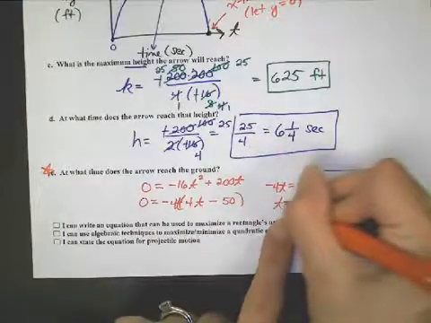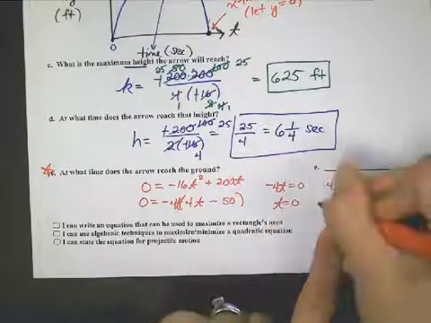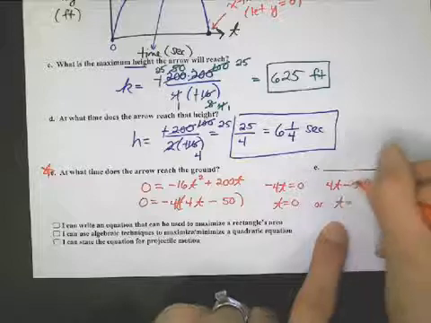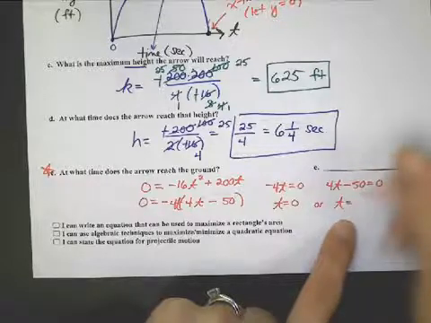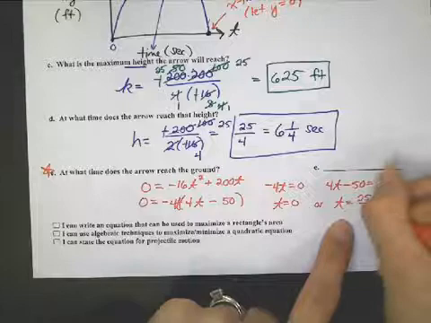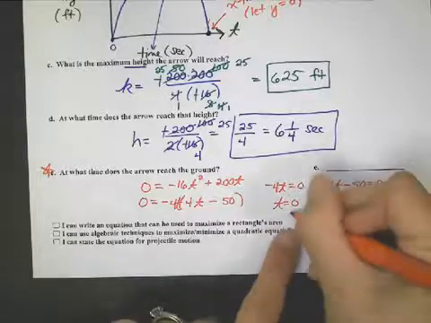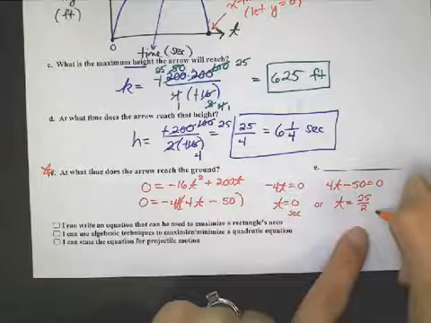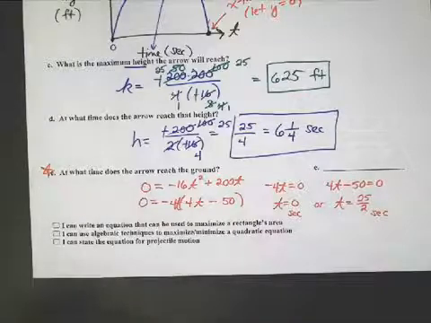So here, t is 0, or t equals 50 divided by 4, which is 25 over 2. And t is seconds. So why am I getting 2 answers here?